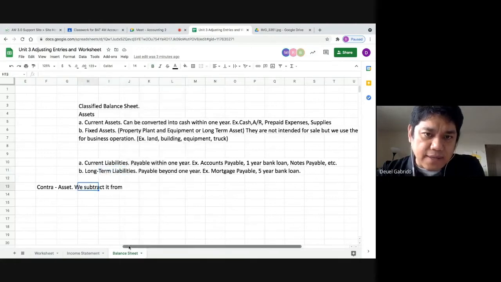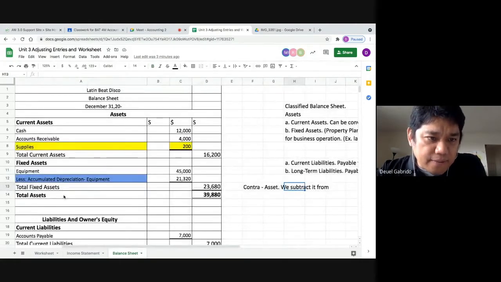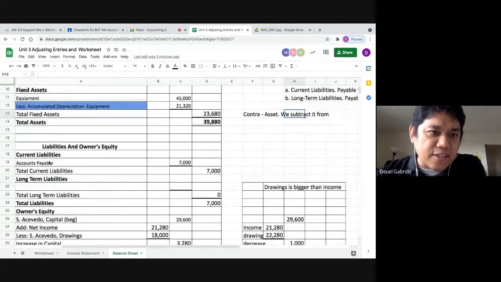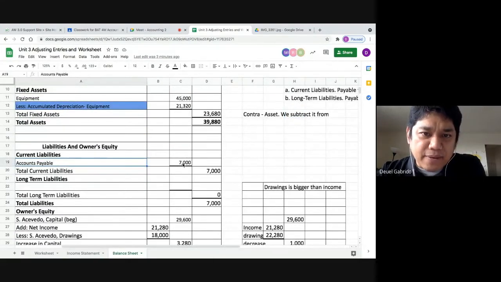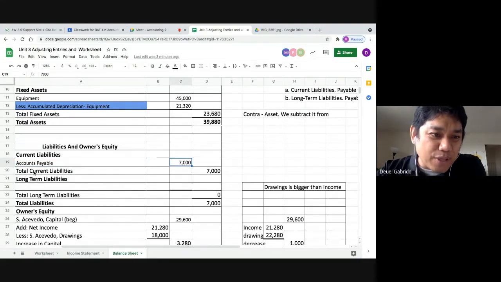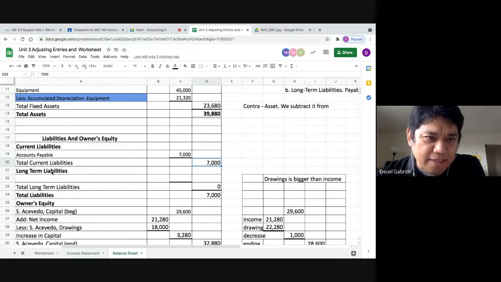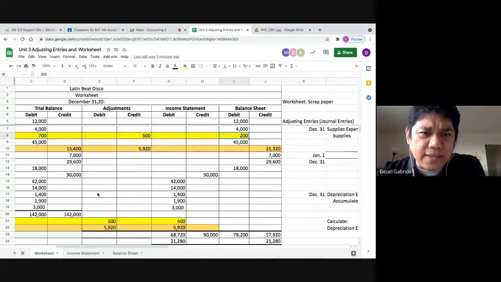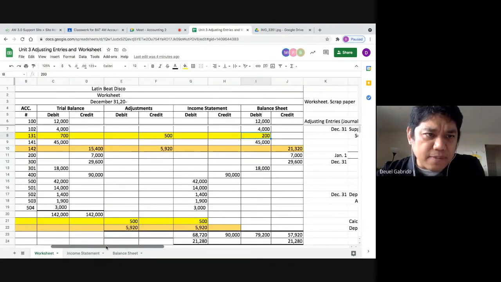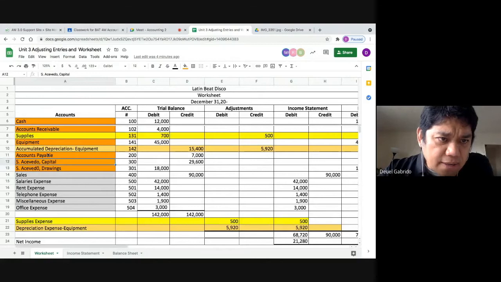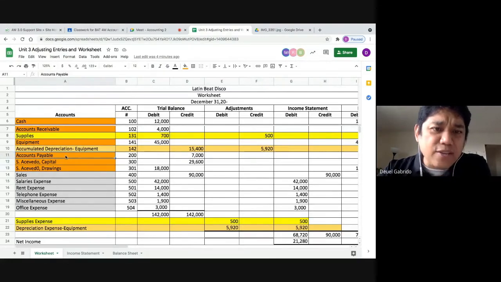Okay. So let's go to the liabilities. Current liabilities, what do we have here? Accounts payable, so we put the amount here, 7,000. Because there is only one current liability, we put the total current liabilities here, on the very right. All totals. And then let's go to long-term liabilities. Do we have long-term liabilities in the worksheet? What are the liabilities here? Only one? Oh, accounts payable only.